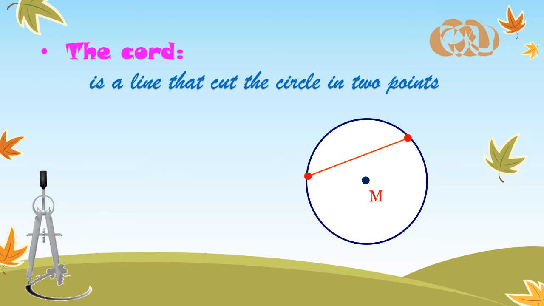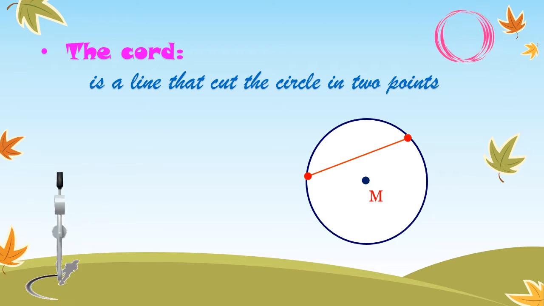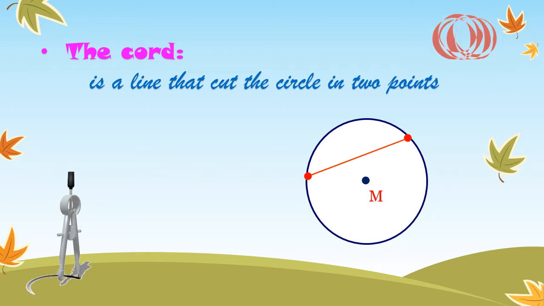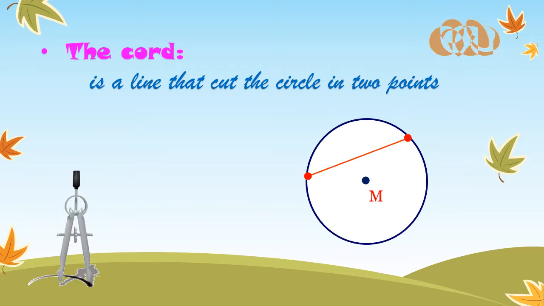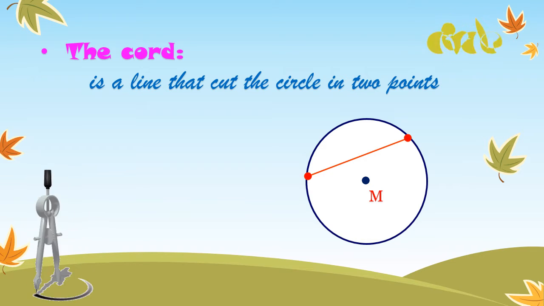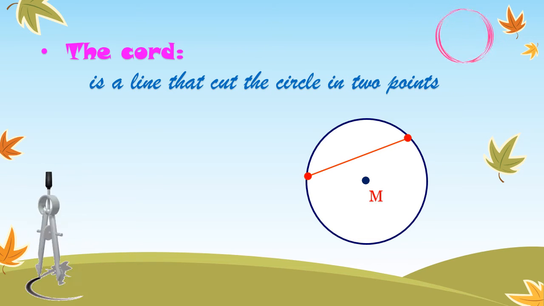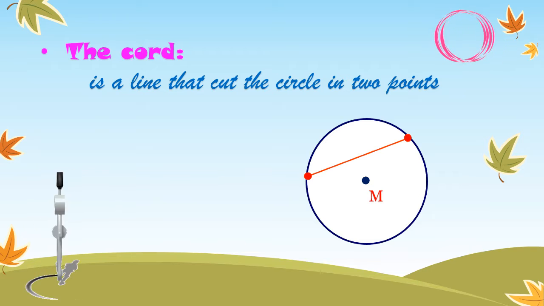Now, what about this drawing? What about this line segment? We call it the chord. What is the meaning of chord? A chord is a line segment too. It joins 2 points on the circle also, but it never passes through the center. If this line segment passes through the center, we call it a diameter, or d. If this line segment joins 2 points on the circle and never passes through the center, we call it a chord.